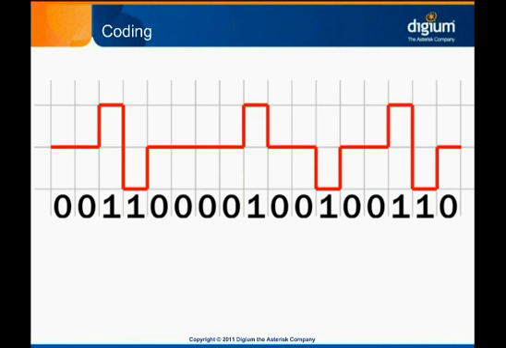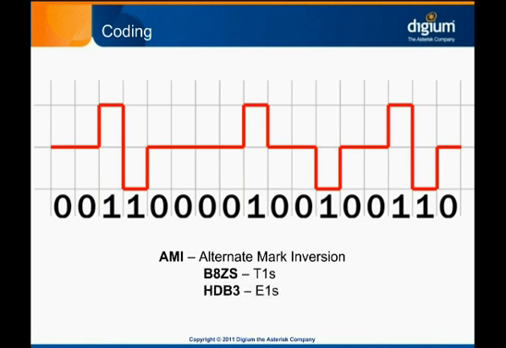Fortunately, most of the common coding schemes are designed to prevent synchronization loss and to recover from it if it happens. Zaptel supports 3 of the most common coding schemes. AMI, or alternate mark inversion, is the predecessor of both of the variants widely used. B8ZS is generally used on T1s, while HDB3 is generally used on E1s.